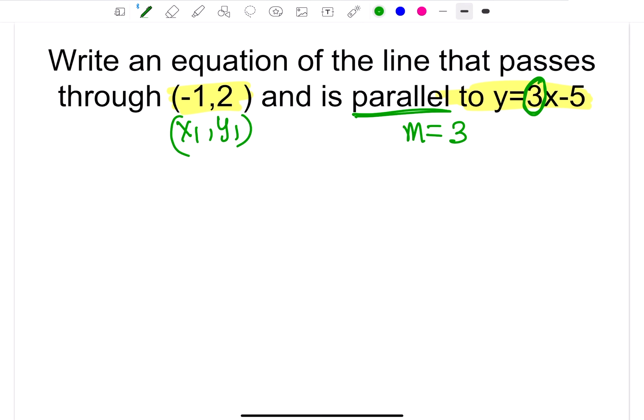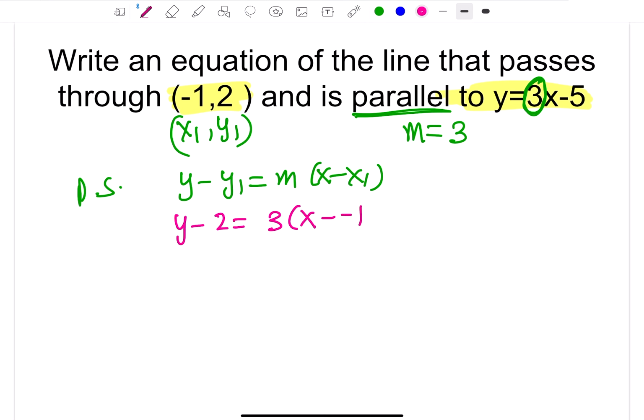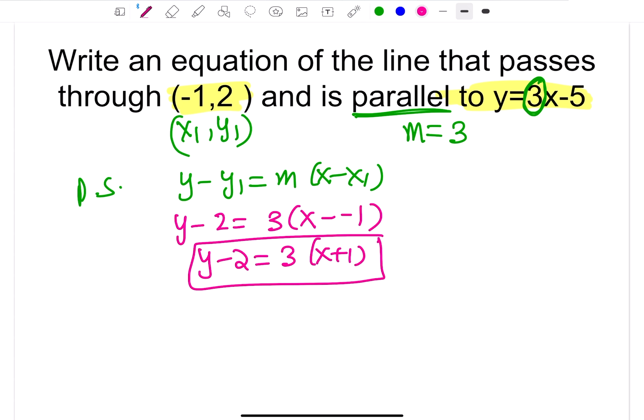So let's go ahead and use point slope form. Point slope form is y minus y1 equals m times x minus x1. So that turns out to be y minus 2 equals 3 times x minus negative 1, which simplifies to 3 times x plus 1. And that's the point slope form of the line passing through negative 1, 2, and it's parallel to y equals 3x minus 5.